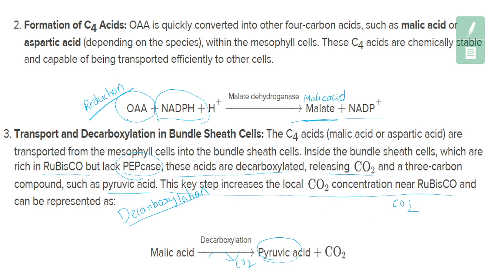This CO2 is involved in carbon dioxide assimilation or glucose formation. Here, with Rubisco, the C3 cycle, the Calvin cycle, occurs.